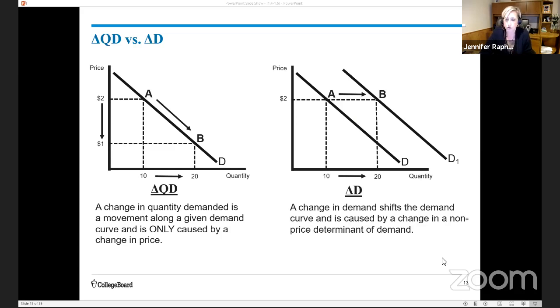Okay, so you should write this down. A change in demand shifts the demand curve and is caused by a change in a non-price determinant of demand. Again, you're never going to be asked, here's a change, which of the non-price determinants of demand is it? You're never going to be asked that kind of a question. What you'll be asked is to figure out, okay, something changes. Is it going to change demand or is it going to change quantity demanded? So you have to know, is this something that affects buyers or is it something that affects sellers? A change in demand is a change in quantity demanded at every price.